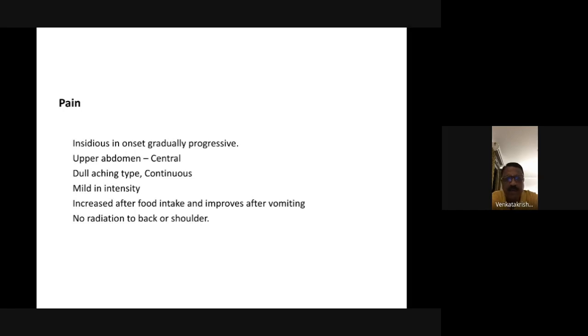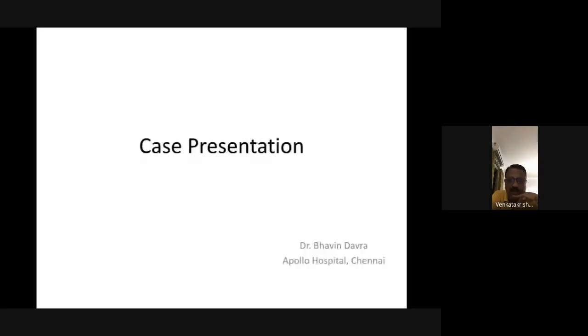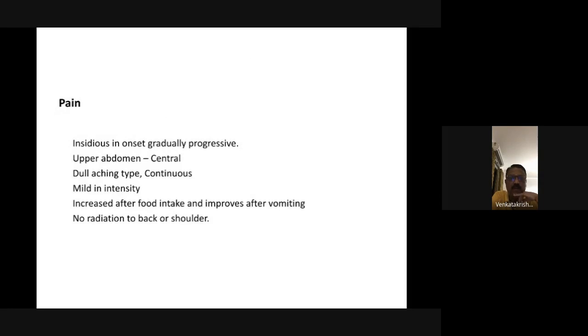It's got 20 days pain, which is insidious also, and upper abdominal pain. And you said it increases with food. Is there any fullness after taking food? Is there early satiety? Is there any distension? Vomiting. When does it come after eating? Does it come immediately or 1 or 2 hours later?